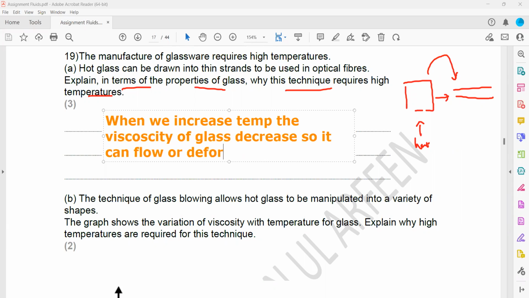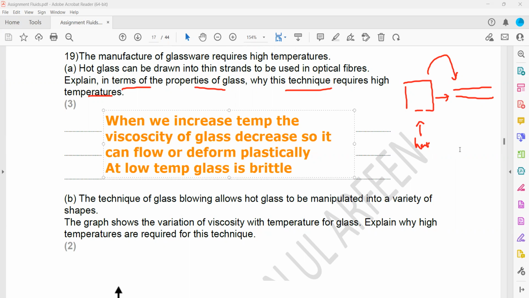or deform plastically. Plastic deformation means an object can undergo a greater deformation without breaking. That's called plastic deformation. So when we increase the temperature of the glass, the force of attraction between the particles becomes weaker, so it can flow easily and undergo plastic deformation. But why can we not do this at low temperature? At low temperature, glass is actually brittle. The term brittle means an object can break down with no or very small plastic deformation.